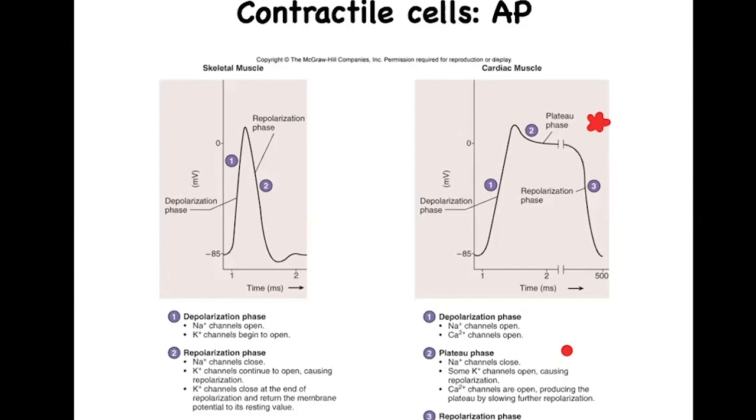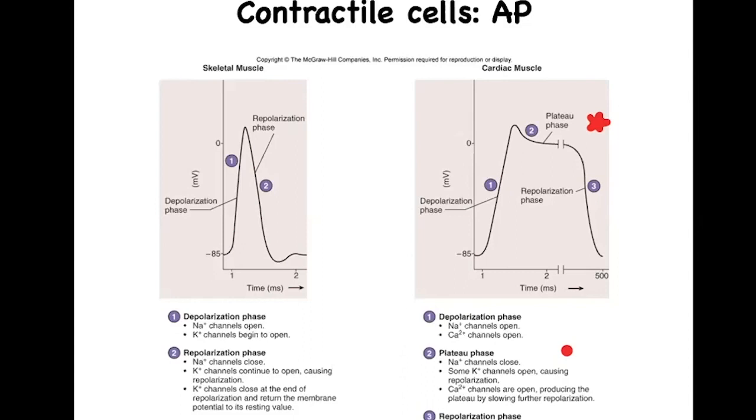Now let's look at cardiac muscle cells. I'm going to go through this in greater detail, but just in general. Phase one is depolarization. At this point, both sodium and calcium channels are opening up. However, these are slow calcium channels, so they actually don't completely open up until we get to number two. So depolarization is due to an influx in sodium.